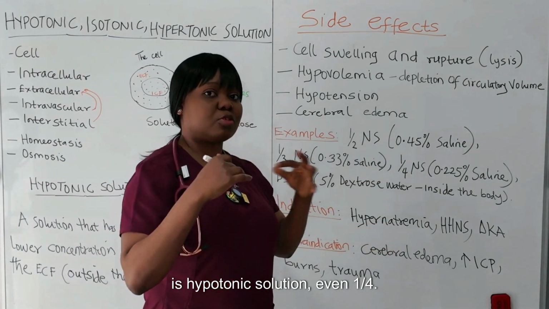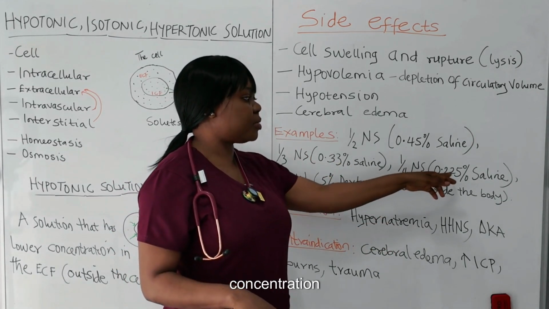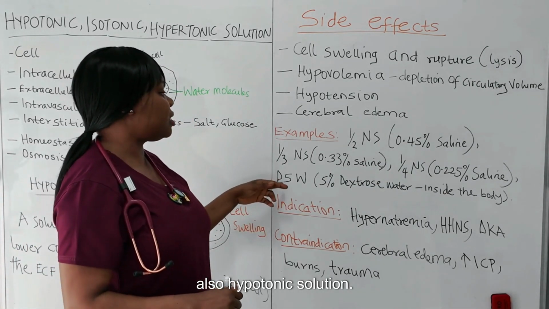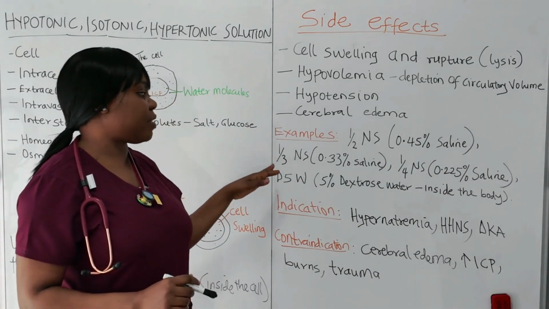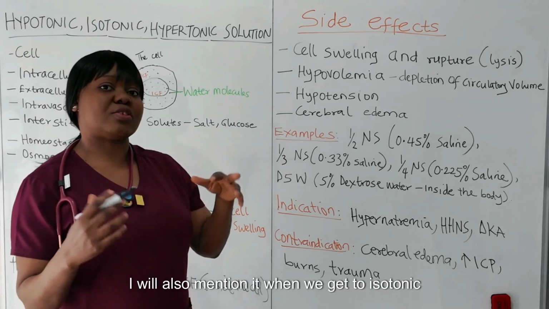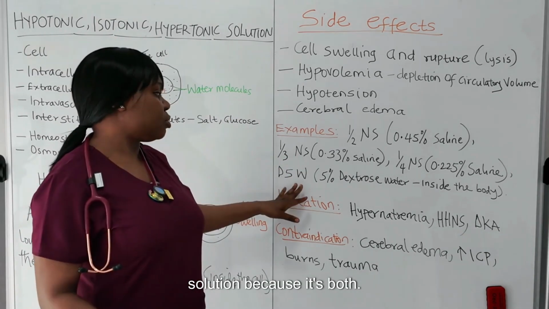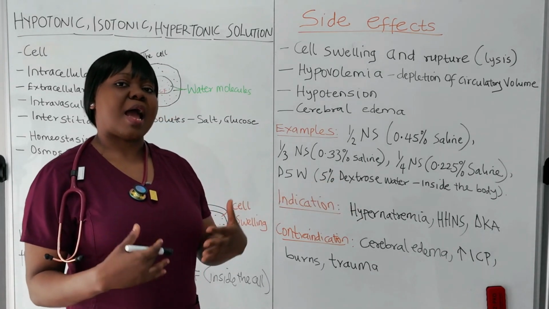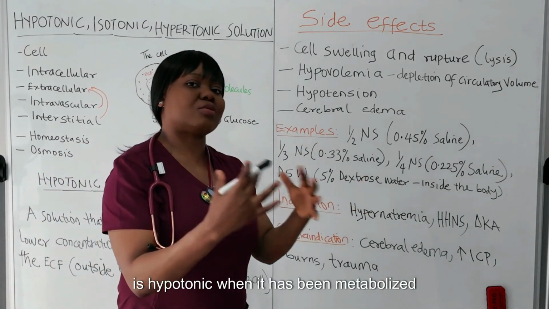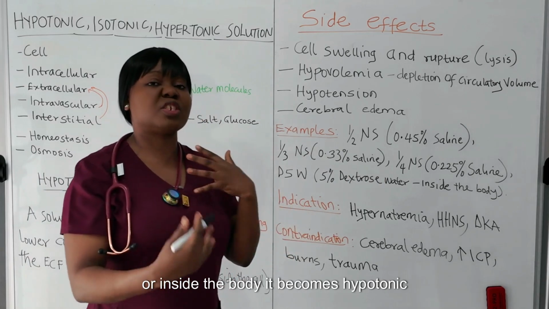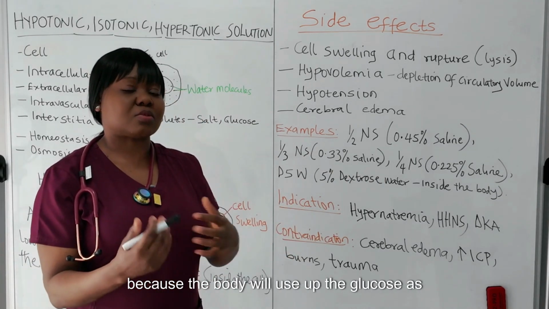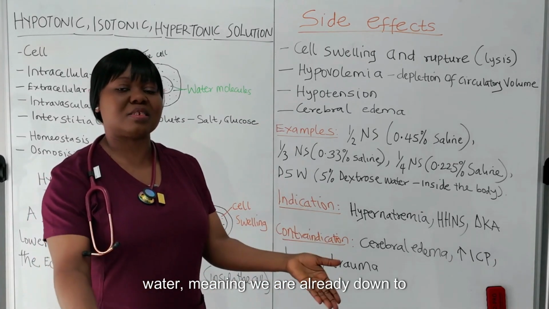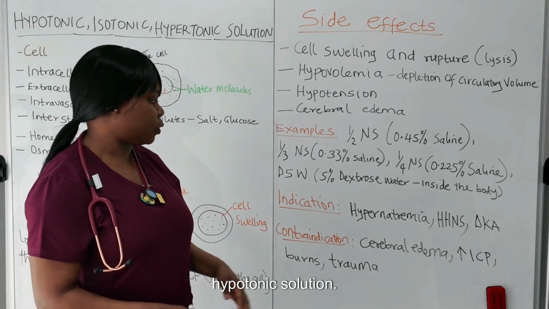1/4, when you divide it into 4 in terms of concentration of normal saline, which is 0.225 saline, is also hypotonic solution. Then D5W. This one, D5W, I will also mention when we get to isotonic solution because it's both. Note that 5% dextrose in water is hypotonic when it has been metabolized, or inside the body it becomes hypotonic because the body will use up the glucose as soon as possible, and then what we are left with is just water, meaning we are already down to hypotonic solution.